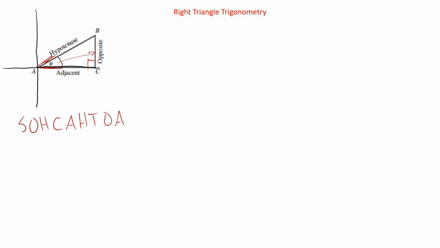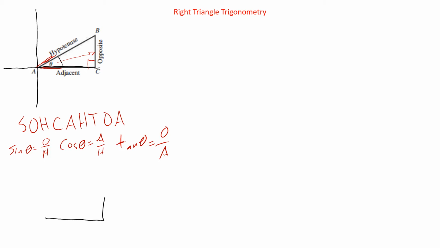And what this says is that sine of the angle equals the opposite side over the hypotenuse. Cosine of the angle equals the adjacent side over the hypotenuse. And tangent of the angle equals the opposite side over the adjacent side. So if we have sides, which we're going to have in just a second, we can find all the different ones.